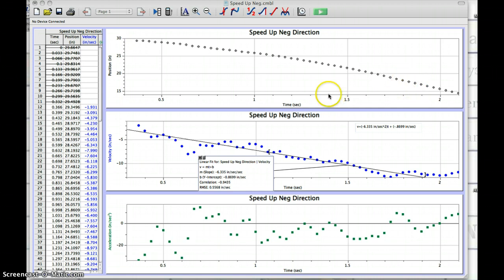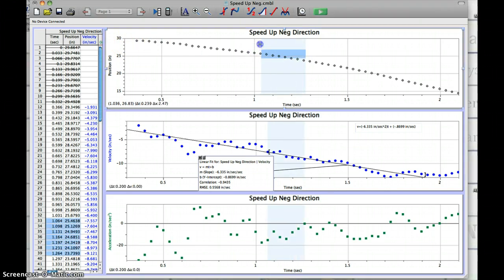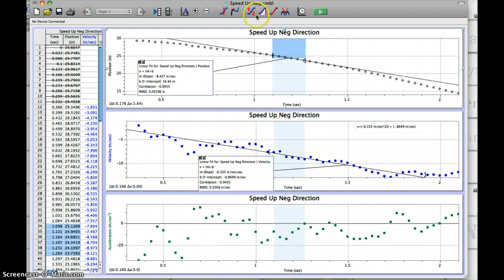With this position-time graph, we see its y-intercept. Hold on one second, let me get the linear fit just so I can find the y-intercept. Its y-intercept is 34 inches. So that means from our origin, it started 34 inches away, and it moved faster, closer to our origin.